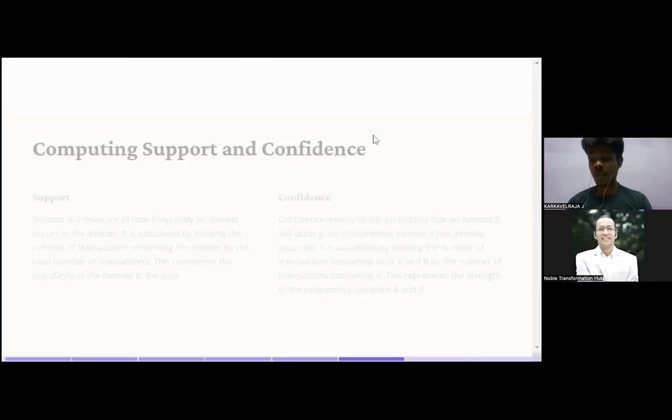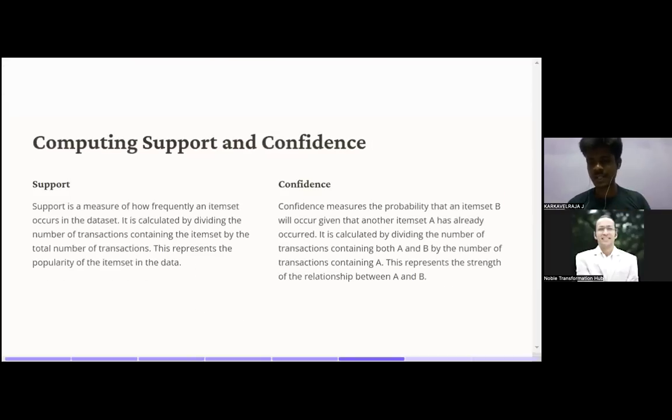Computing support and confidence. Guys, if you watched all our videos, about 2 or 3 sessions before, we explained this. No problem, we will explain again. How to compute the support and confidence.